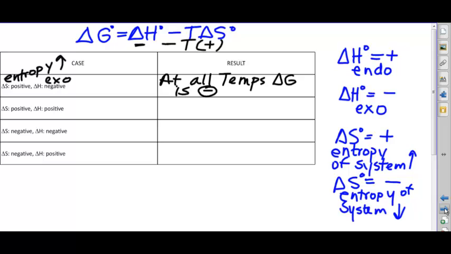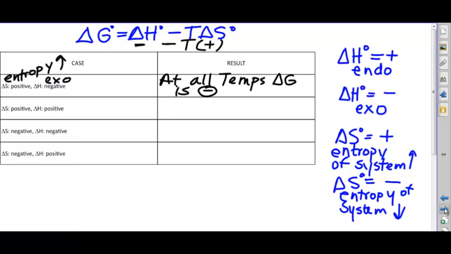So when both of your factors are true, what you need to be spontaneous is either exothermic or increasing entropy. If both of those are true, you are always spontaneous. Temperature is insignificant. Temperature will just determine the magnitude of delta G.